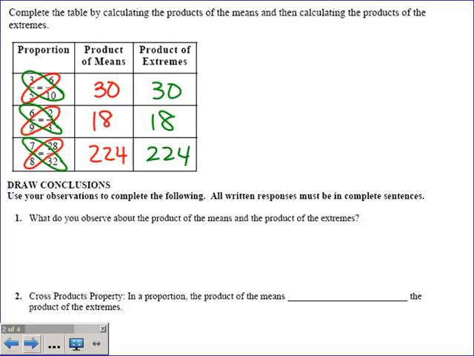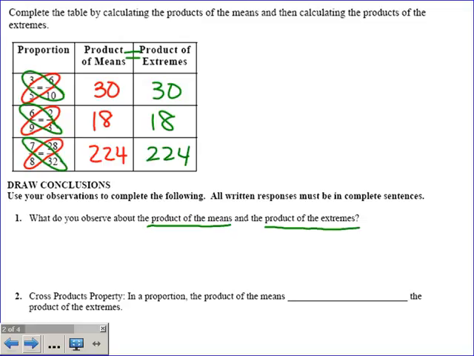They're all the same. So your product of means equals your product of extremes. It's probably what I would write here. What do you observe about the product of means and the product of extremes? I would say something like the product of means equals the product of extremes, and I would be using a complete sentence. Okay? So the product of means equals the product of extremes. That is using a complete sentence.